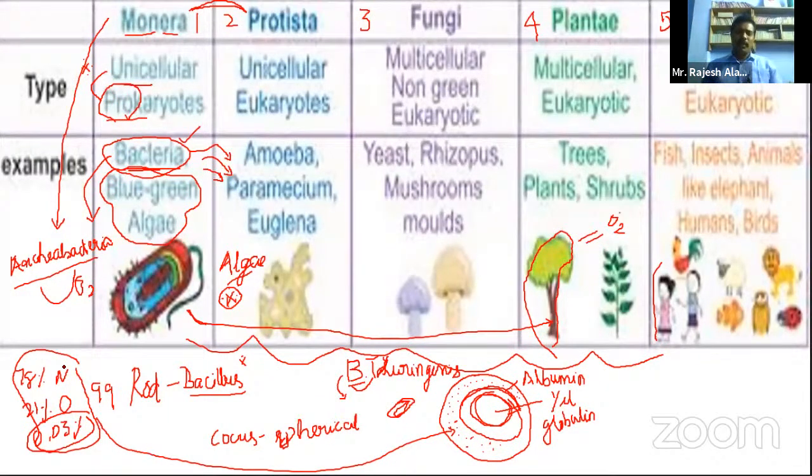We have no time to dwell on this, but at least for exam's sake, you have to make some inferences like this. Understand, sir? That is the reason blue-green algae, as an exception, get figured in this monera. Is it clear, sir? Do you have any doubts?